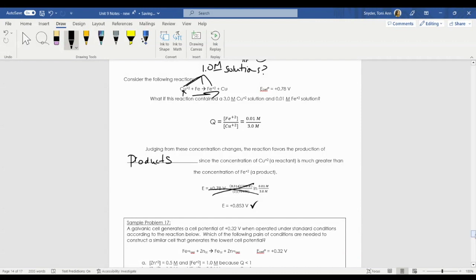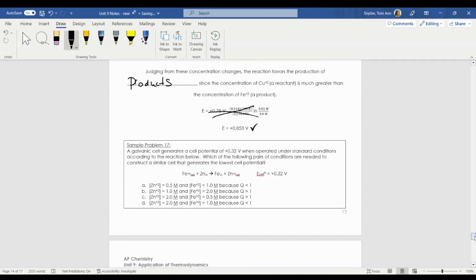I actually pulled a multiple choice question for us to look at. It says here, a galvanic cell generates a cell potential of 0.32 volts when operated under standard conditions according to the reaction below. Which of the following pairs of conditions are needed to construct a similar cell that generates the lowest cell potential? The lowest cell potential. So if I want a low cell potential, lower than this, my reaction should actually favor the reactants.